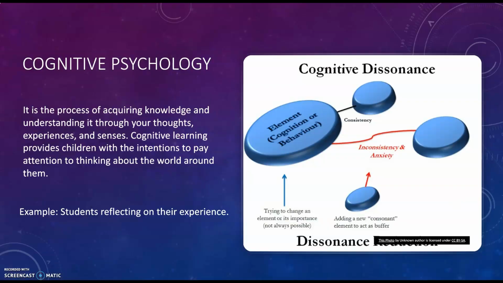Cognitive psychology is the process of acquiring knowledge and understanding it through your thoughts, experiences, and senses. Cognitive learning provides children with the intention to pay attention to and think about how the world around them works. For example, students reflecting on experiences that they may have in life.